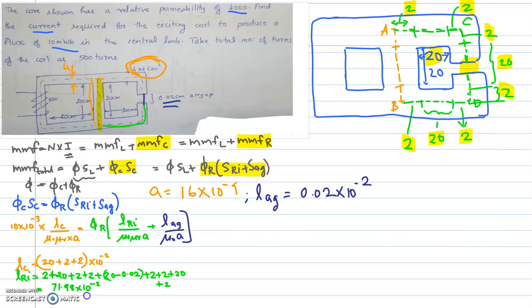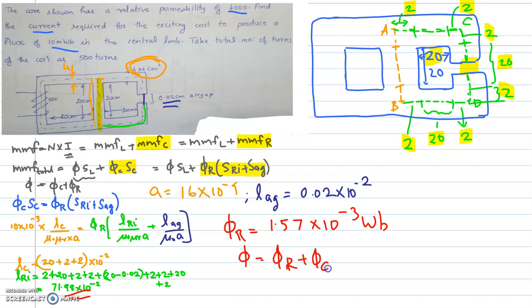So the effective length of LRI is 71.98. Substituting these values, you can calculate phi r. You have to calculate it by yourself. Phi r you will get as 1.57 into 10 to the power of minus 3 Webers. Once it is known, you can calculate phi, which is nothing but phi r plus phi c, which you will get as 11.57 into 10 to the power of minus 3 Webers.